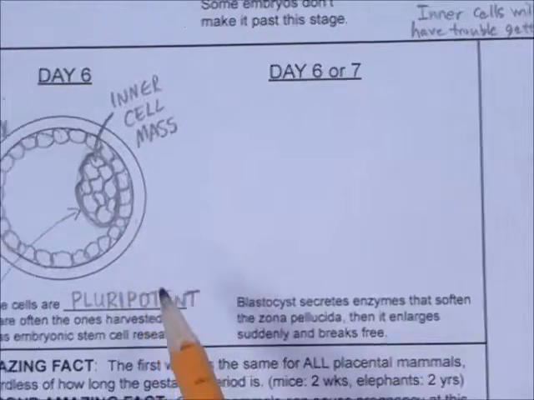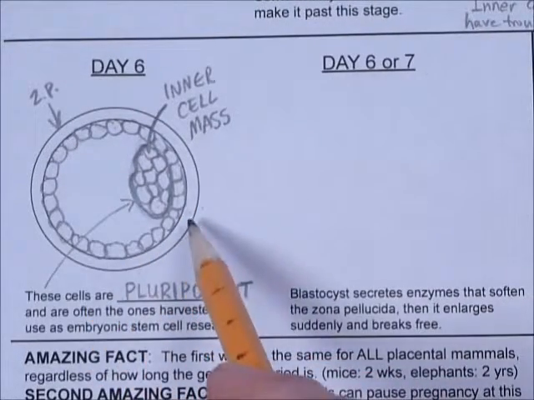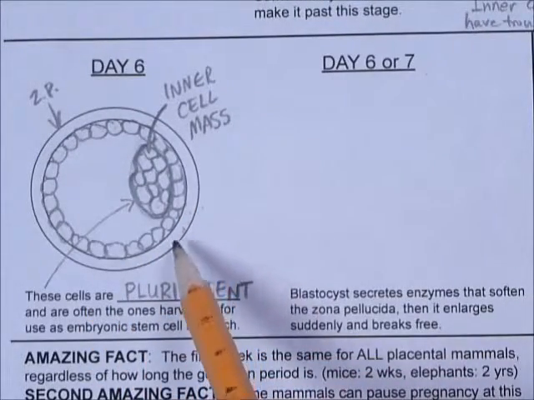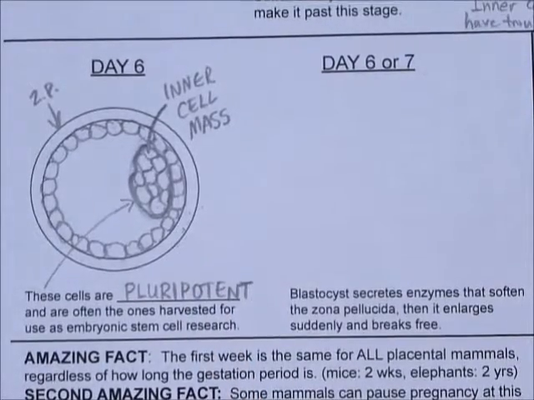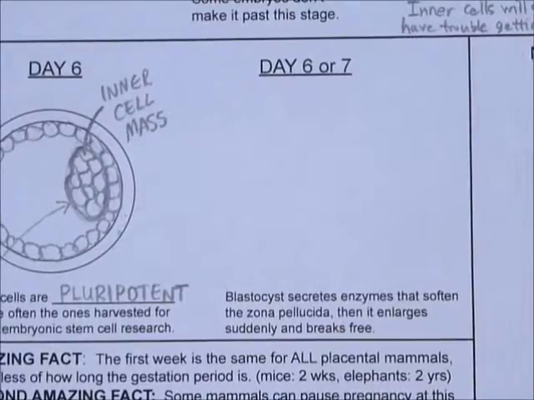It's just got to go because these cells keep getting smaller and smaller. You're going to end up with a microscopic human being if you don't get rid of the zona pellucida. We've got to get out of here if we're going to develop. So this is what happens.